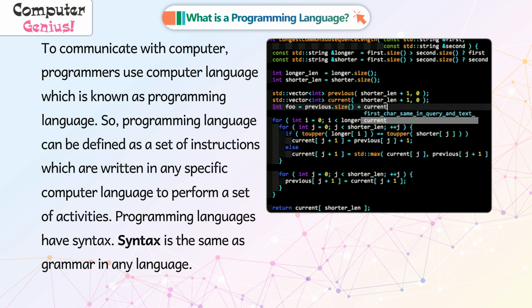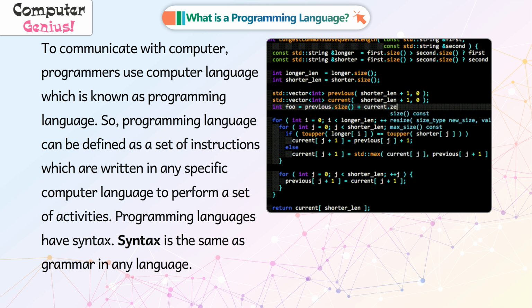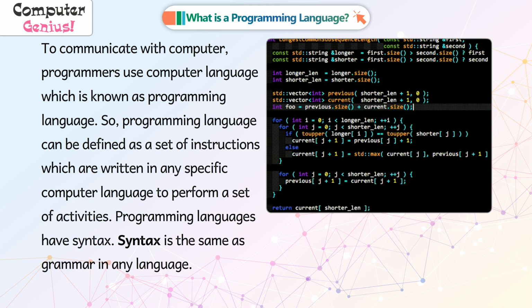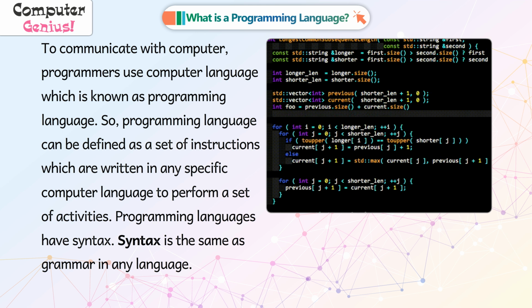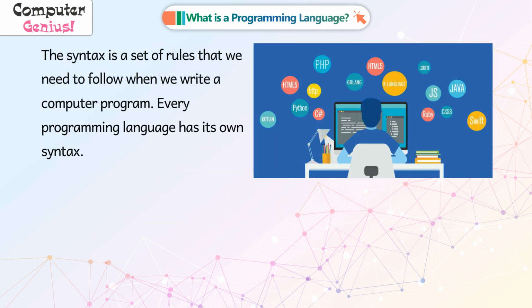So, programming language can be defined as a set of instructions which are written in any specific computer language to perform a set of activities. Programming languages have syntax. Syntax is the same as grammar in any language. The syntax is a set of rules that we need to follow when we write a computer program. Every programming language has its own syntax.